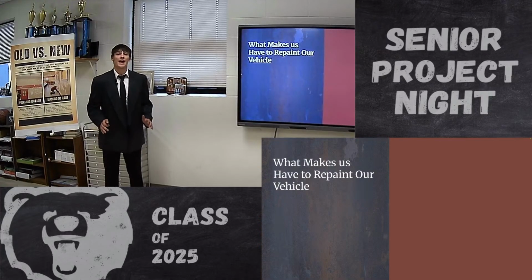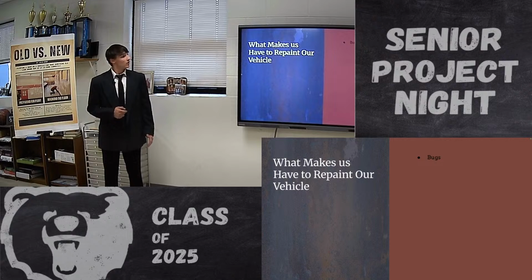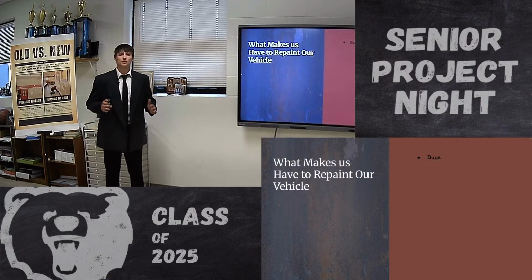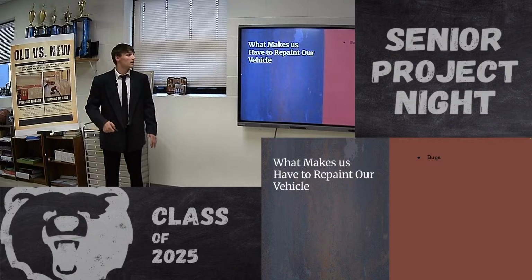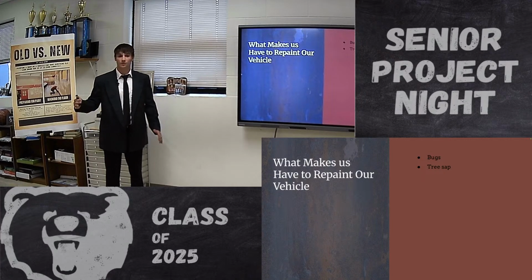What exactly makes us have to paint our vehicle? Bugs, the acidicness in their stomachs. It sits on the paint and it rots away, causing it to flake off or it just chips gradually away. Tree sap, also acidicness. You're sitting up under a tree and it sits on there. You have to either peel it off or it's really a pain to wash it off.